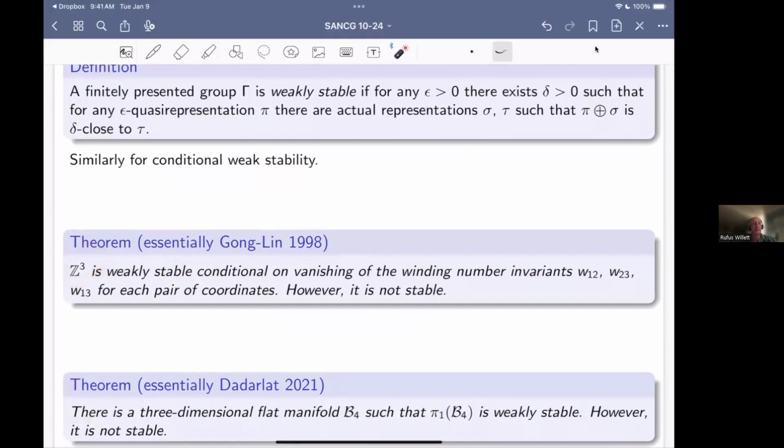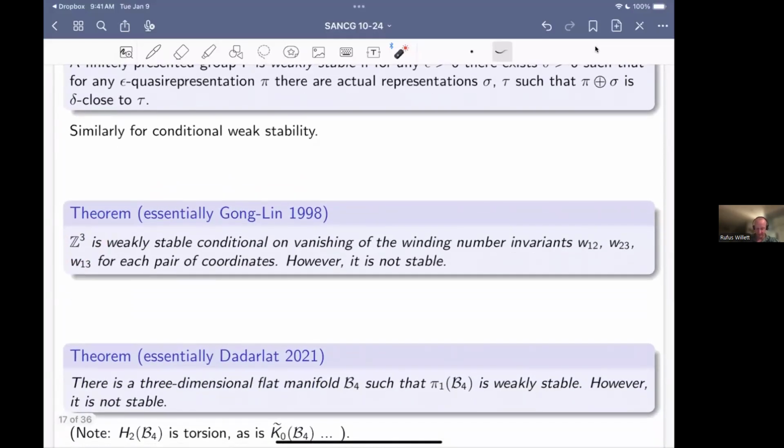So if we go up a dimension, to the free abelian group of rank 3, this time we can define 3 separate winding number invariants, one for each pair of generators. Then we get 3 separate ones, which can all be non-zero independently of each other. This thing is weakly stable, conditional on vanishing of those. If all three of those vanish, that will tell you that any good quasi-representation would be close to an actual representation. However, it's not stable. You genuinely need to add this auxiliary thing, annoyingly, but it just seems to be a necessary feature of things as soon as you get above dimension 2.